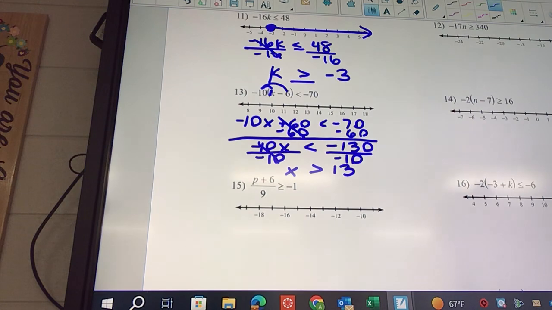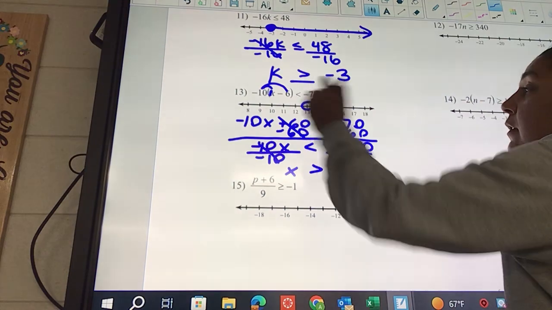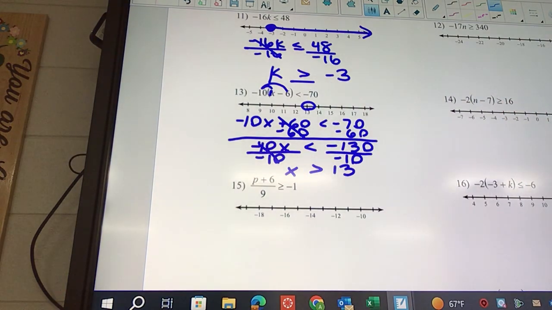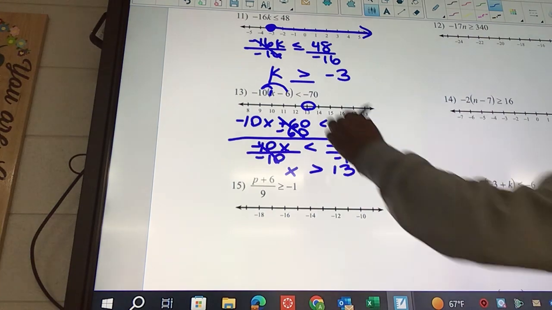Is 13 on our picture? Yes, so then that does not mean it's necessarily right, okay, but it's probably right, okay? Should that be an open or closed? Open. And it says x is what? Bigger, so which way am I gonna go? To the right.